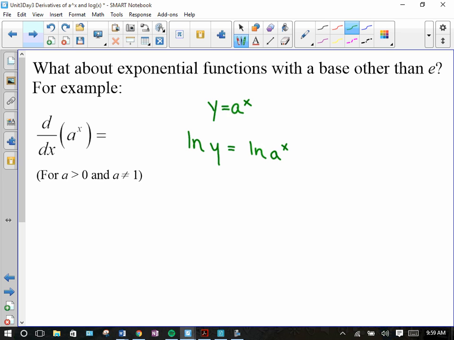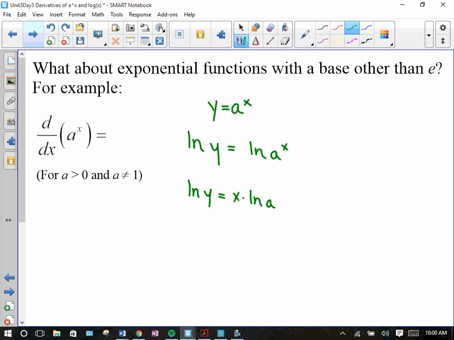Now, the reason we use natural log is because we know how to use that, we prefer natural log over other bases, right? It's easy to work with, because we know what the natural log is. So, we apply the property for logarithms, because natural log is just a logarithm of base e, and we bring this x out front. The natural log of y equals x times natural log of a.